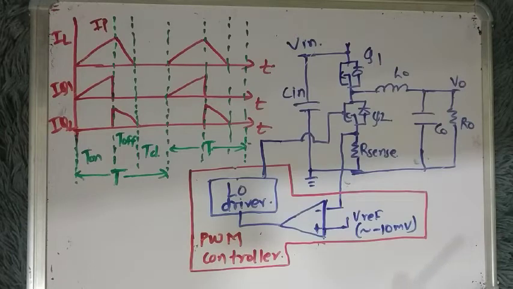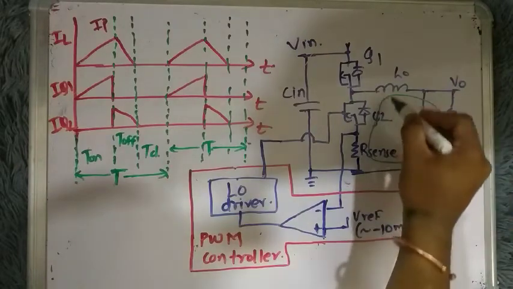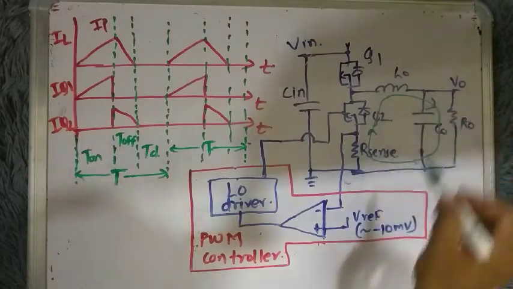Now when Q2 is turned on after time T on and Q1 is turned off, there is inductive energy stored in the output inductor LO. This has to freewheel, so Q2 provides that path. We can see here how the current flows during time T off. This is the freewheeling current, and this is the direction of the freewheeling current.